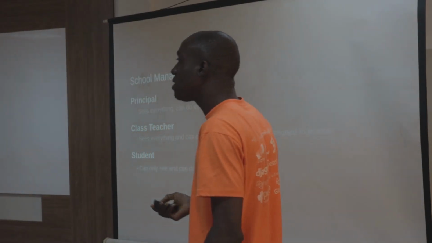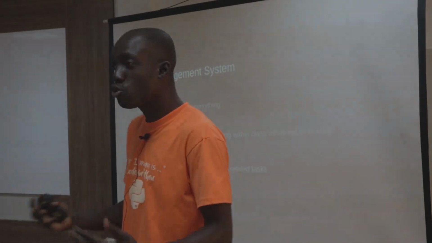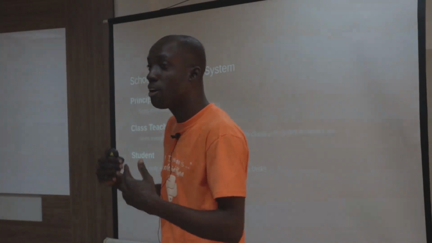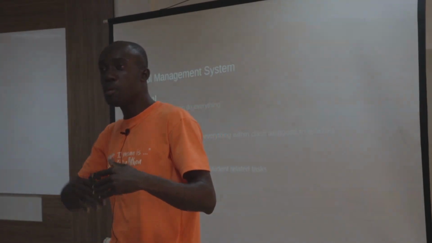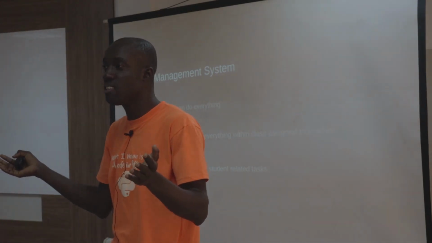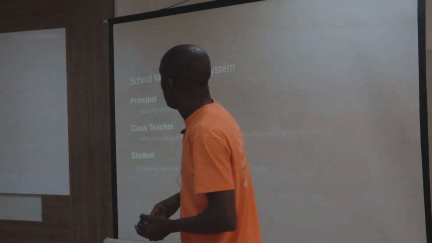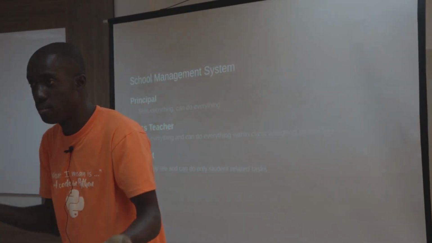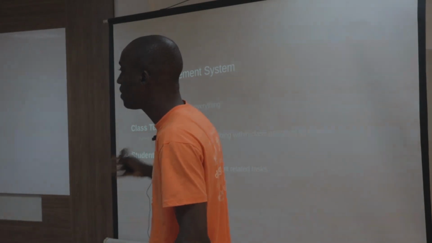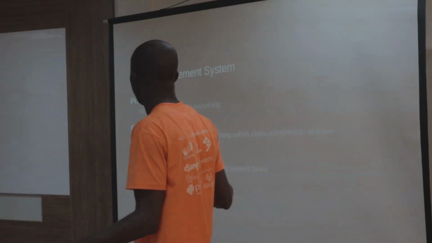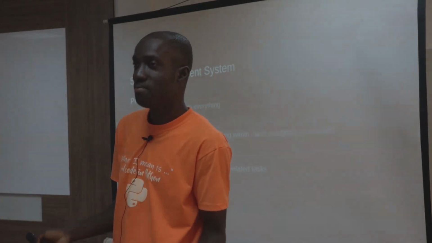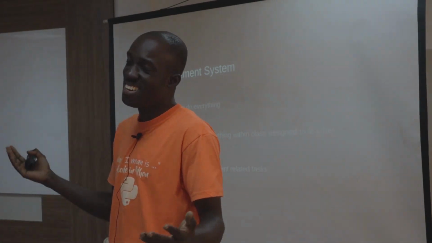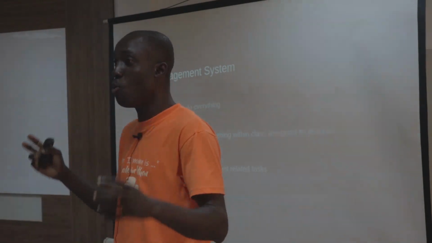So in a real world scenario, we have a school management system where we have the principal, the class teacher, and the students. All these people need different permissions and roles on the system. A principal can be, let's say, the admin. We can think of the principal as the admin. That principal sees everything and can do everything. I mean, the owner of the school should be able to do that. In other words, you could think of it as the God mode.